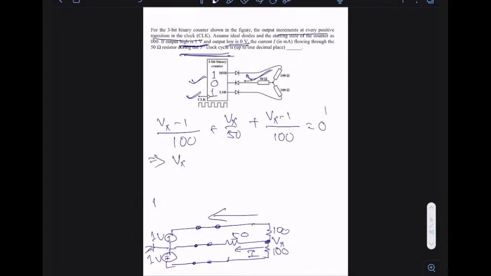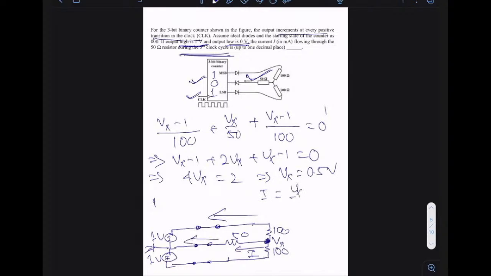Multiply 100 on both sides. So you'll get Vx minus 1 plus 2 Vx plus Vx minus 1 equals 0. So 4 Vx is equal to 2. That means Vx is equal to 0.5 volts. But what is I? If you see the diagram, if this is Vx, then I is equal to, this is the I direction, right? This is what I need. So this is basically Vx by 50, which is 0.5 volts divided by 50 ohms. If you simplify this, the answer is 10 milliamperes. So the answer is 10 milliamperes.